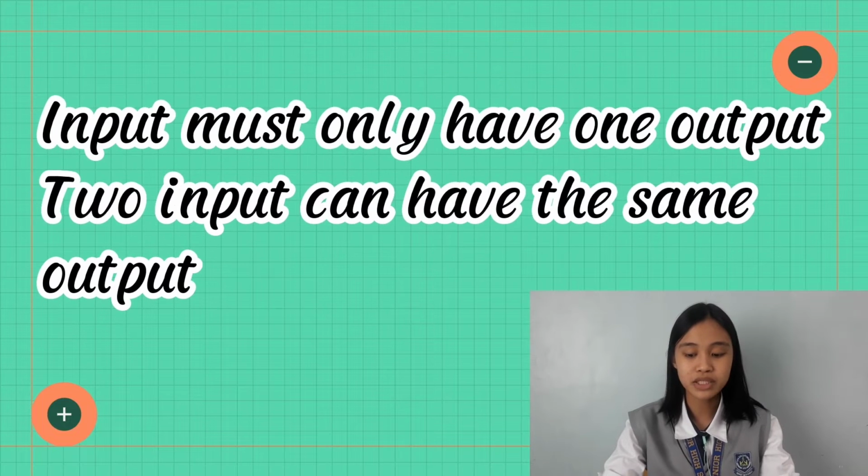An input must only have one output, however, two inputs can have the same output. Having one input but many outputs is not considered a function. So now, let's determine if it is a function or not using a mapping diagram. Here's an example of a mapping diagram. But first, an important reminder: always know that a function can only have one output.